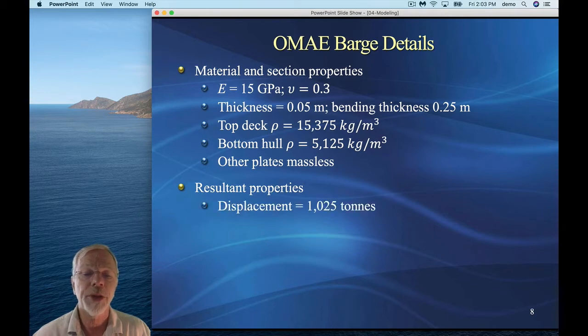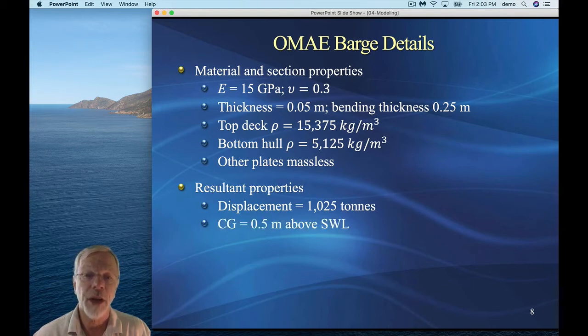So the resultant properties, the displacement, which is the displaced volume times the fluid density, is just easy to calculate. It's just the volume of a rectangular box. It was 1,025 tons.